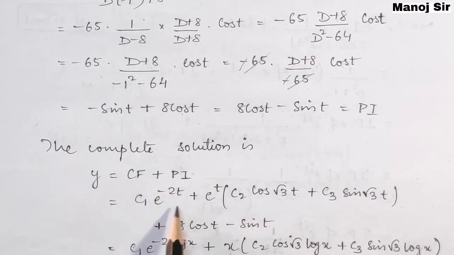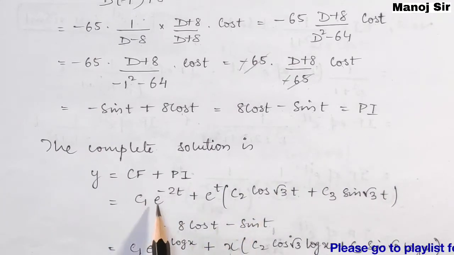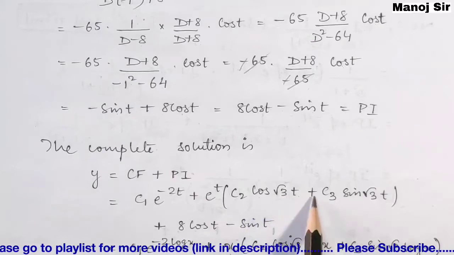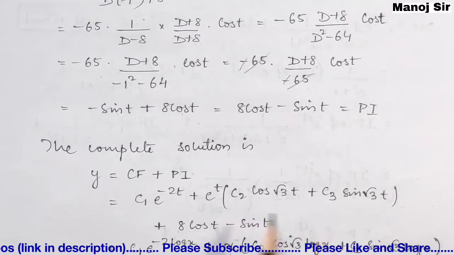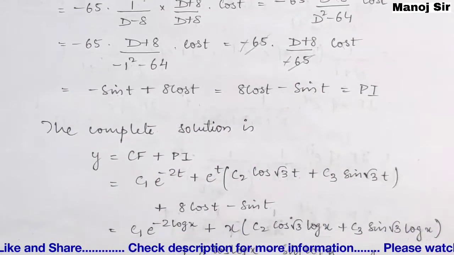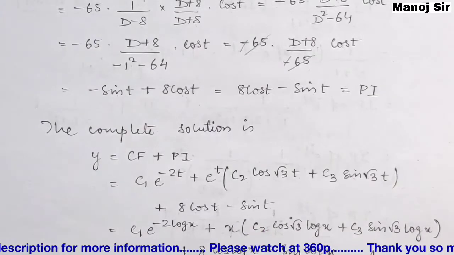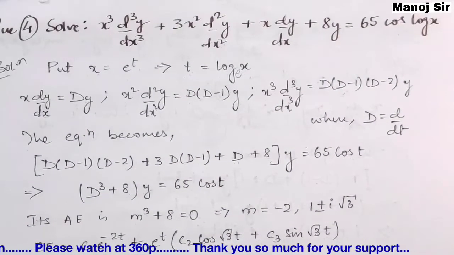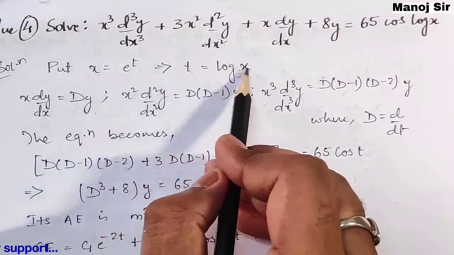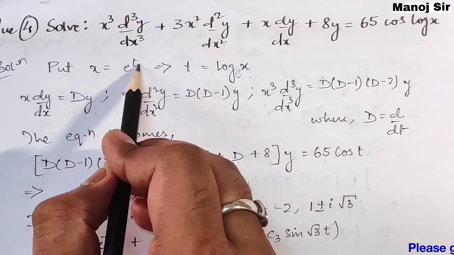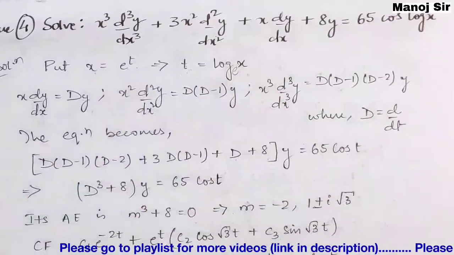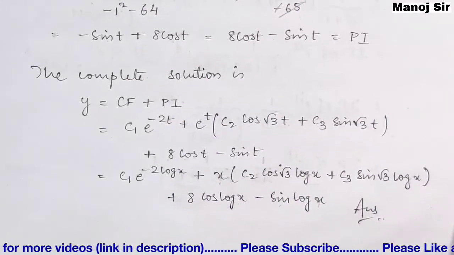What is CF? This part is CF, c1 e to the power minus 2t plus e to the power t, c2 cos root 3 into t plus c3 sin root 3 into t. This is CF plus PI. What is PI? That is these two terms, 8 cos t minus sin t. Now as you can see, we need to replace e to the power t with x, and t with log x. Wherever you see e to the power t, simply put x, and wherever you see t, simply put log x.